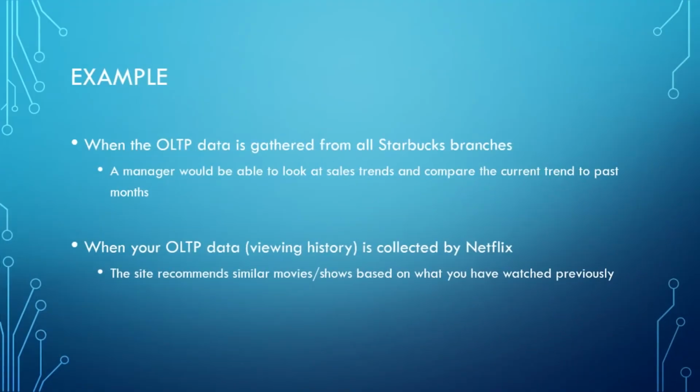An example of an OLAP system would be a Starbucks branch. When their OLTP data is consolidated, the branch manager will be able to look at the current sales trends and then compare the trend to previous months. Another example would be when your viewing history is compiled by Netflix. The site then suggests movies or shows based on what you've previously seen.